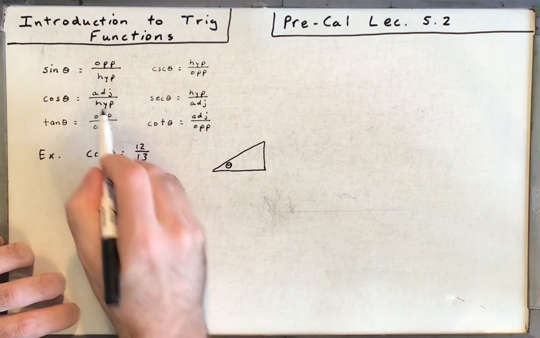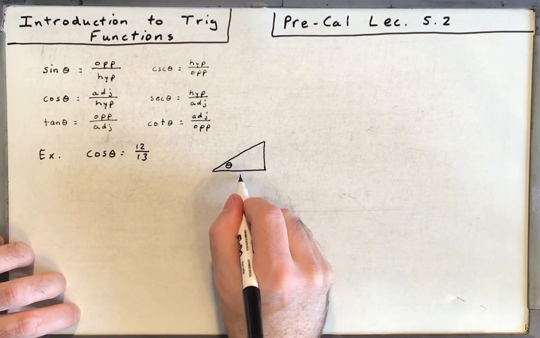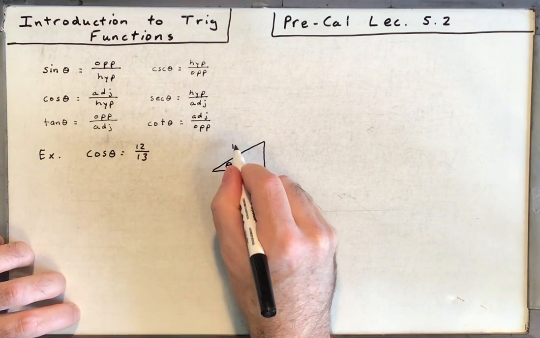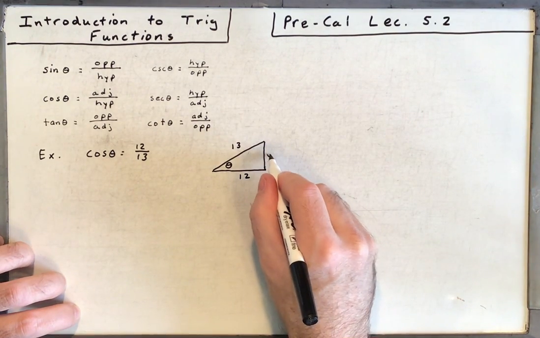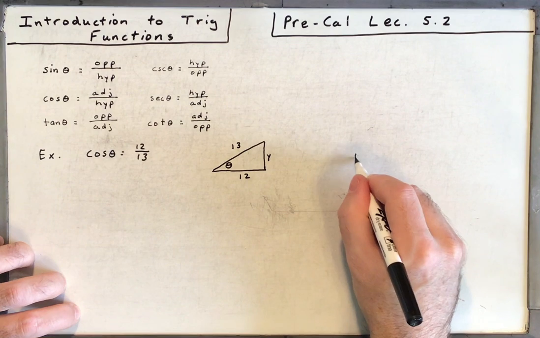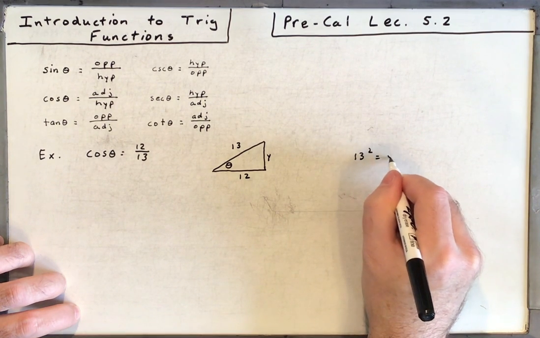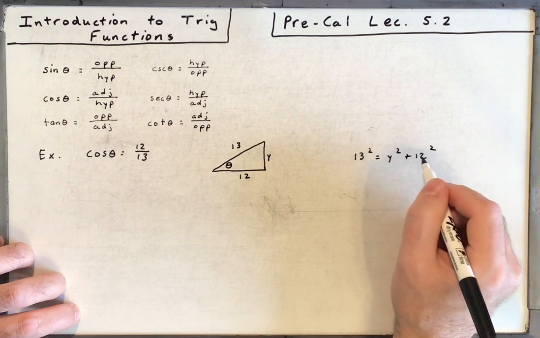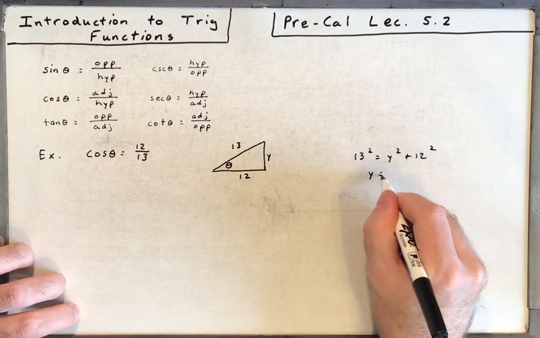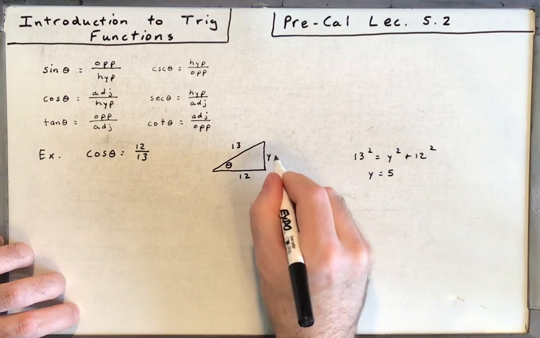Cosine is adjacent over hypotenuse, so the adjacent side is 12, hypotenuse is 13. We're going to use the Pythagorean theorem. Let's call this y. So I'd have 13 squared is equal to y squared plus 12 squared. If you do the math there, you're going to find that y is equal to 5.